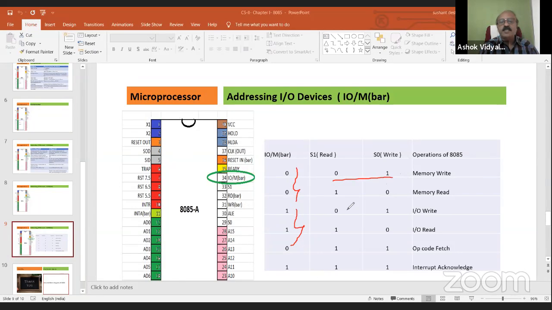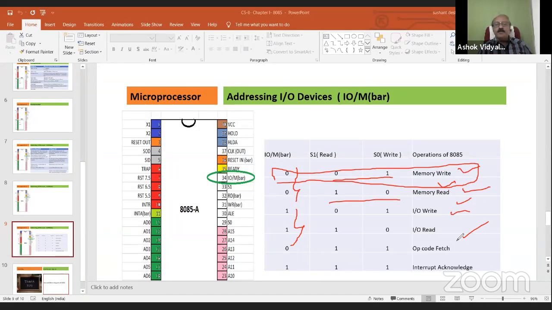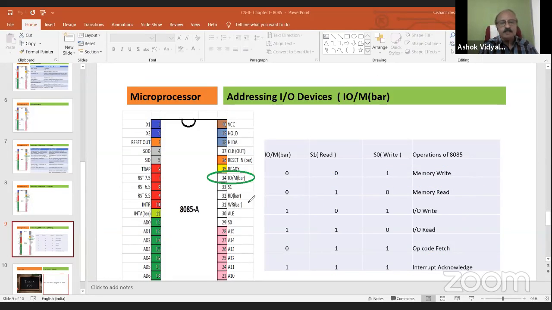Depending on this S1 and S0, if S0 is there, then write, and S1 is there, then read. So with all these three combinations, the operation of 8085 can be decided whether it is memory read, memory write, IO read, or IO write. Then interrupt acknowledgement. If all is 1, then it is a interrupt acknowledgement. And when it is 0 and both are 1, then it is a opcode fetch. We will see in detail what is the meaning of this opcode fetch in coming session.